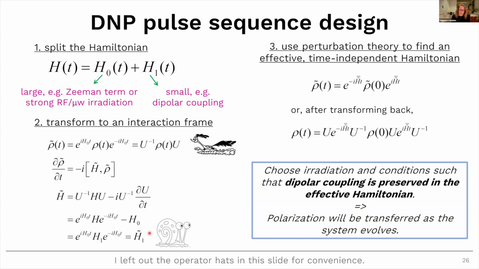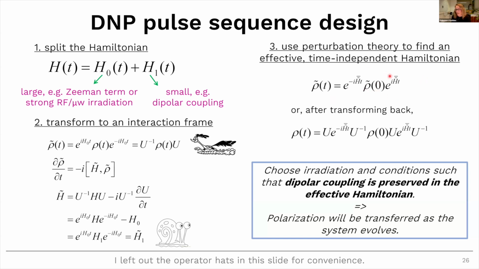The norm, however, of this Hamiltonian in the interaction frame is small. Propagation is therefore slow, and hence I can typically use some perturbation theory. The series expansion that I use in my perturbation theory is likely to converge quickly. So I can use this series expansion to find an effective time-independent Hamiltonian that now describes the propagation of my spin system in this interaction frame.